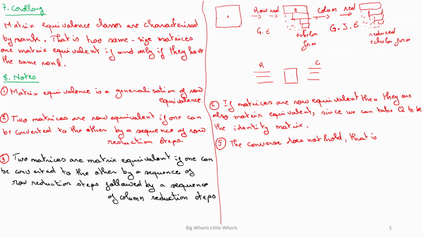That means two matrices can be matrix equivalent, but not row equivalent. Is that okay? So the tutorial question says the following.